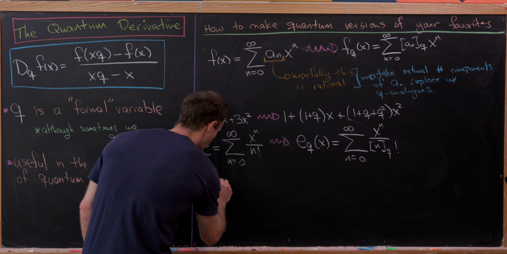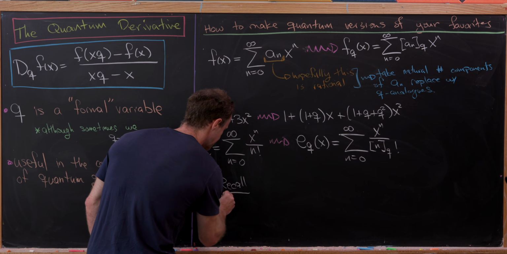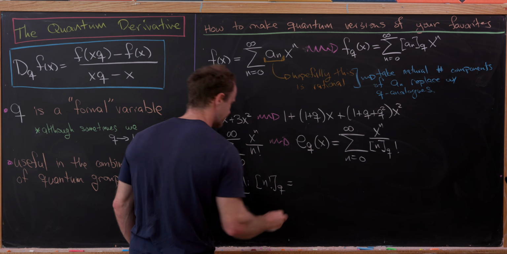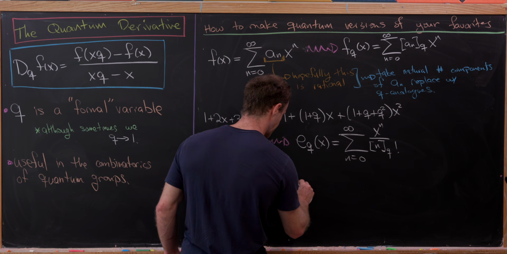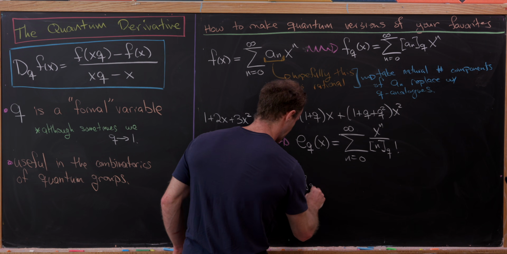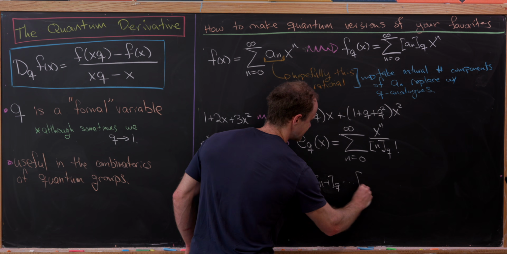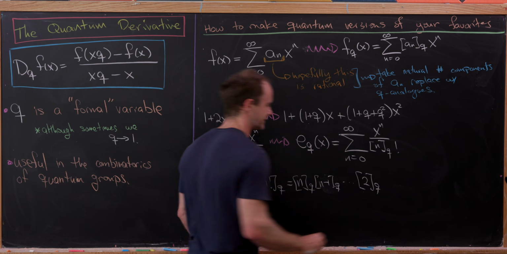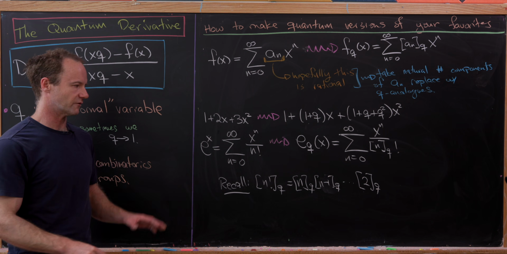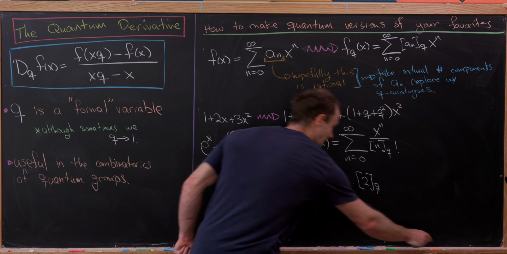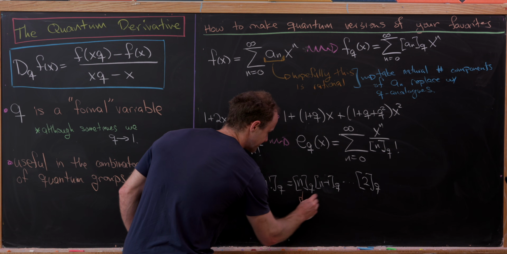And let's just recall what that is for a second. So the q analog of n factorial is equal to, well, it'll be the q analog of n times the q analog of n minus 1 all the way down to the q analog of 2. Of course, you would also need the q analog of 1, but that's simply equal to 1. And then you would make all of the necessary replacements here.